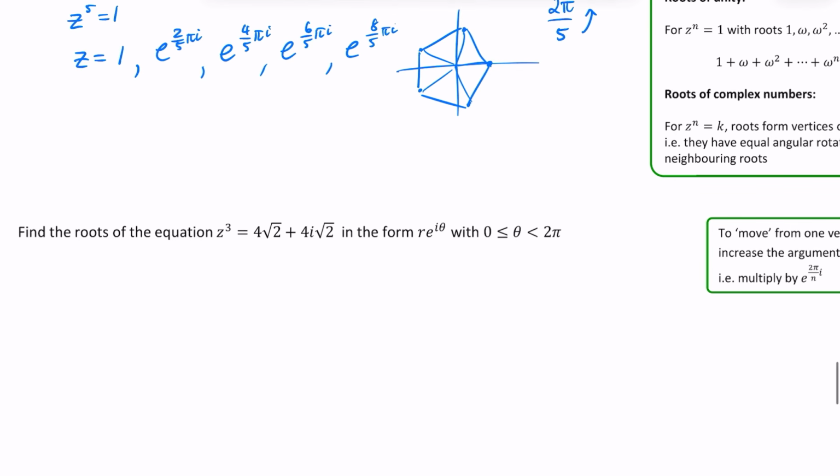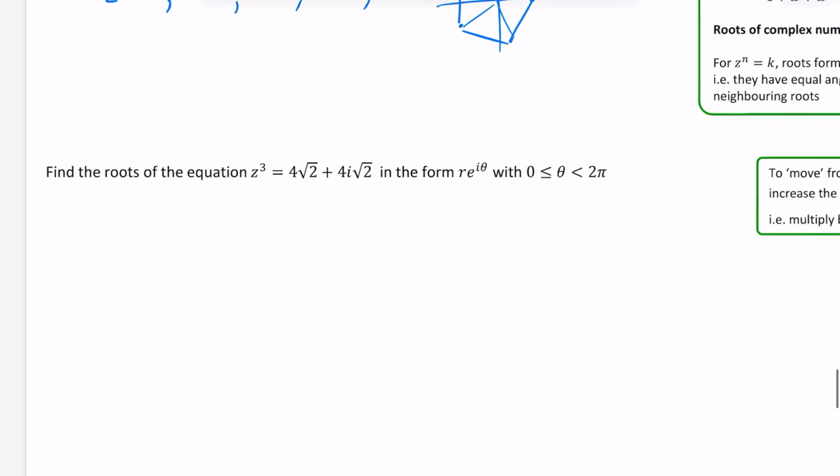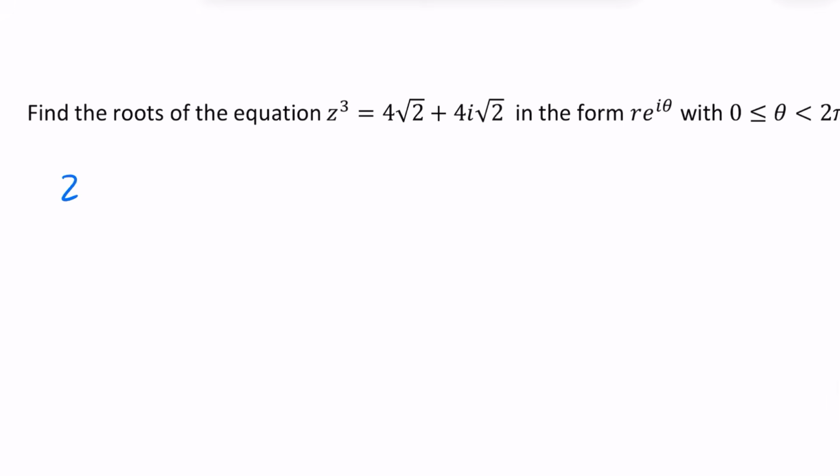So I think probably the best thing is to get this into some kind of exponential form to begin with. When we have our z cubed equals 4 root 2 plus 4 root 2i, even sketching that, it's pretty obvious what the argument is going to be. It's 4 root 2 and 4 root 2. That has to be pi over 4 because you have an isosceles right-angled triangle there. So the argument is pi over 4i. And then what else do we need?